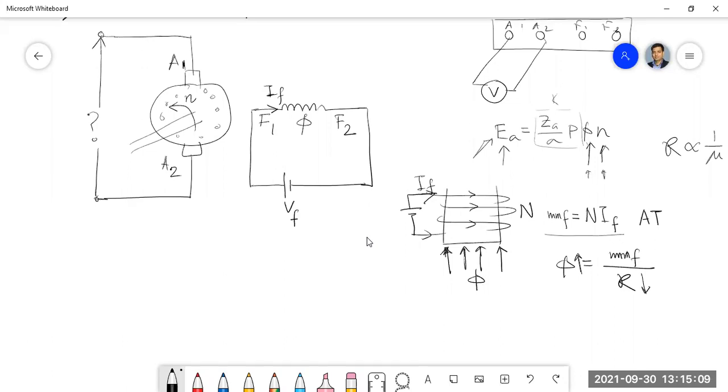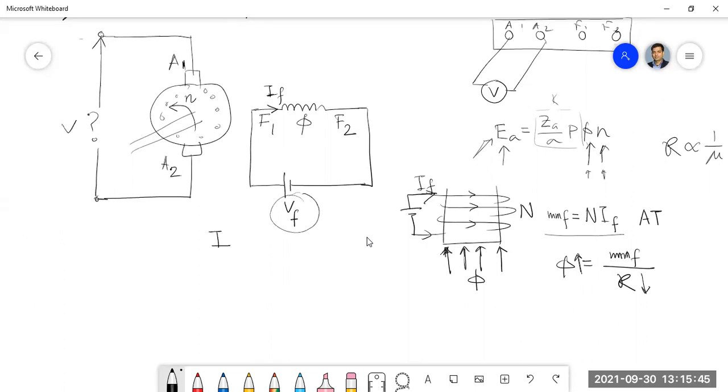Now here you see in this configuration that I have drawn, we want some voltage across the armature. For that, we are providing another voltage for the field. Got my point? We want some voltage here, but for that we have to arrange another voltage source. Do you understand what I am trying to say?